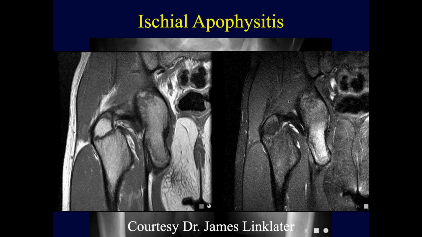So this is called ischial apophysitis. Again, it's another one of those words that I'm crazy about. This is a chronic repetitive traction injury from the hamstring origin of the inferior pubic ramus, and typically seen in kids. In adults, you get a tear of the tendon insertion. In kids, you get the response from the bone.